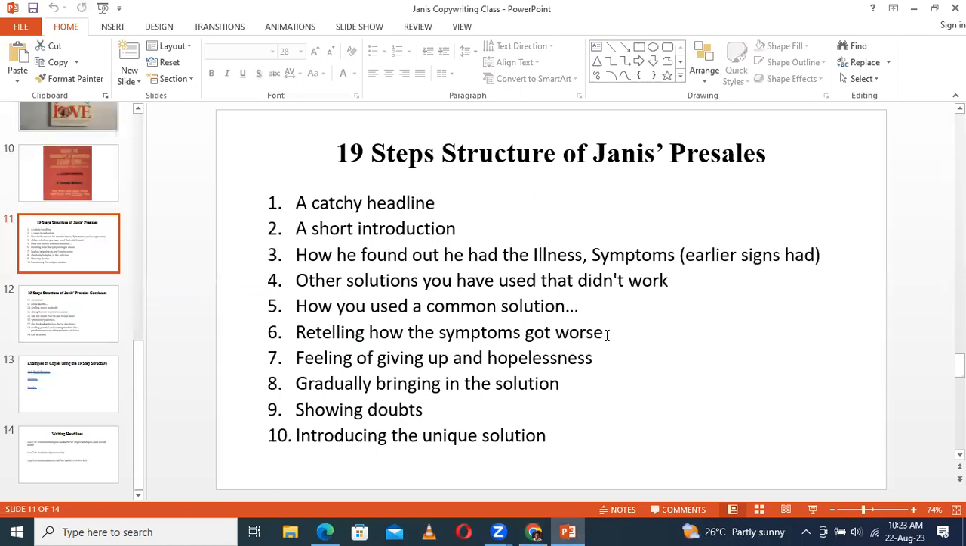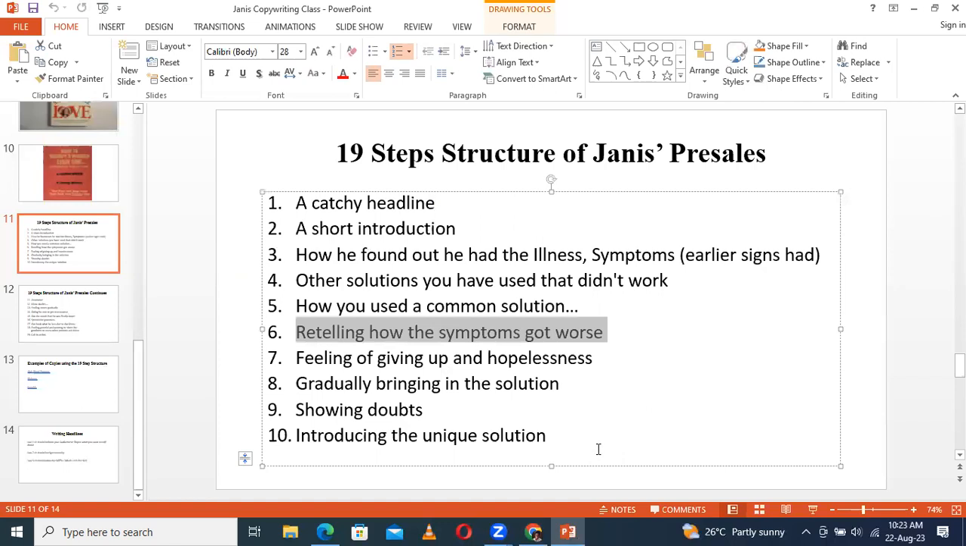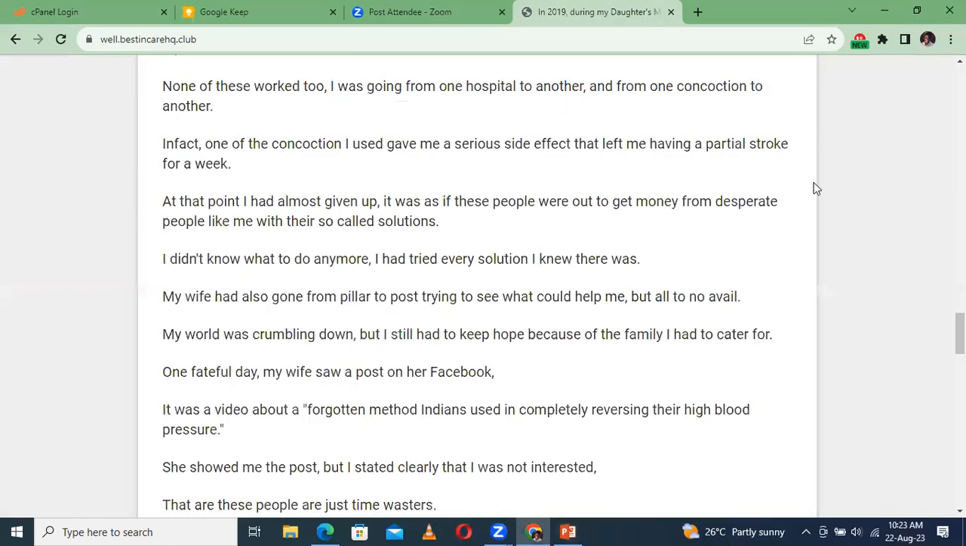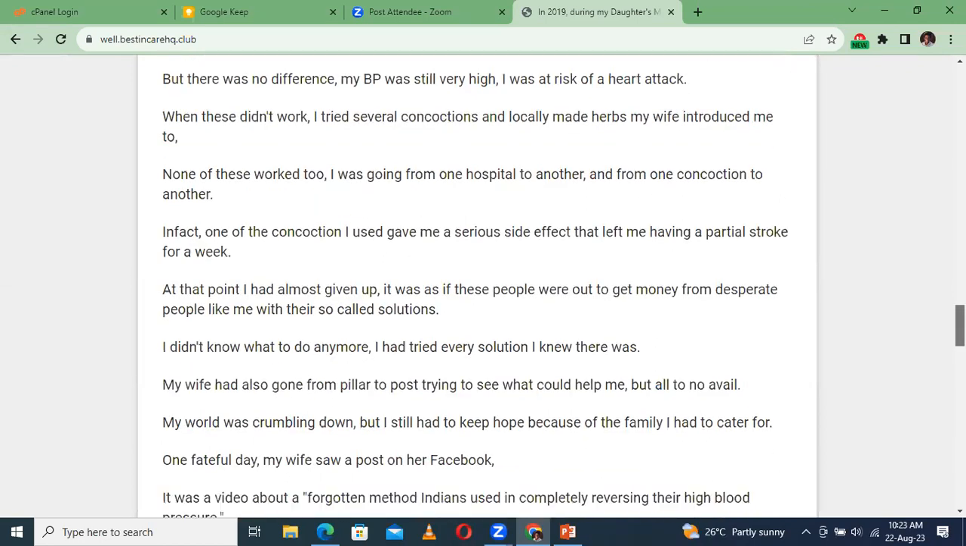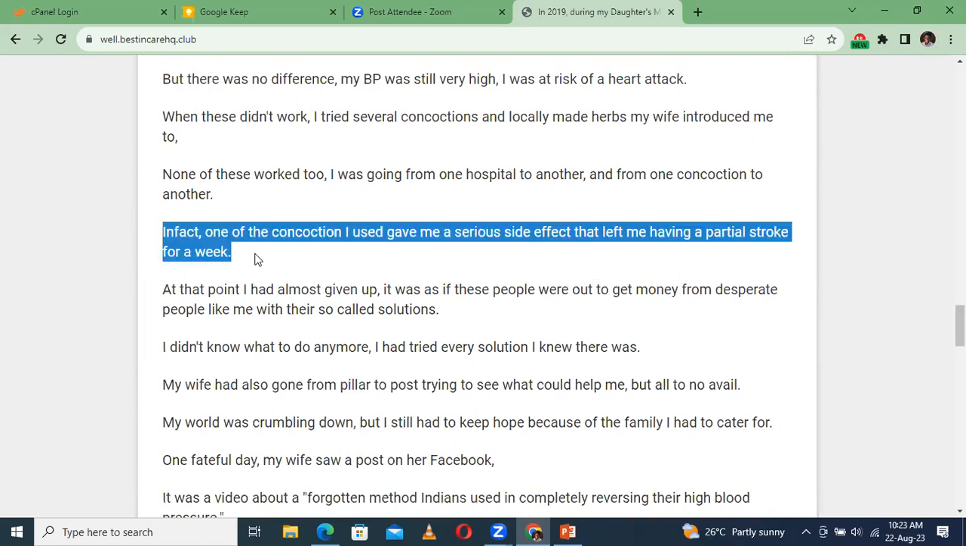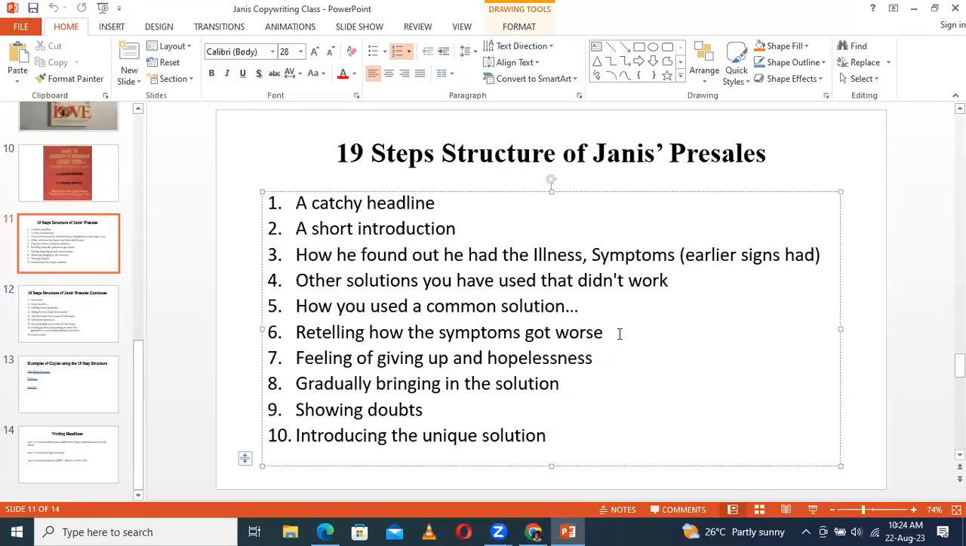Now, guys, we've done number 5. We've done number 6. Let me show you what we did for number 6. This is number 6. You're telling how the symptoms got worse. In fact, one of the concussions I used gave me a serious side effect that left me having a partial stroke for a week. So that's number 6. Number 6 is retelling how the symptoms go, a feeling of giving up and hopelessness. That's where we are now.